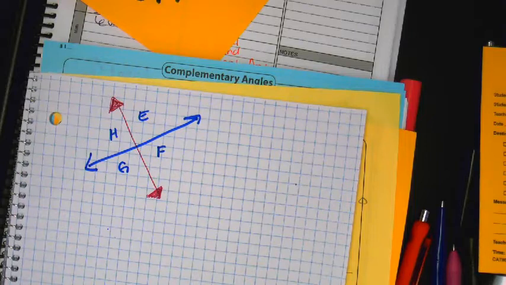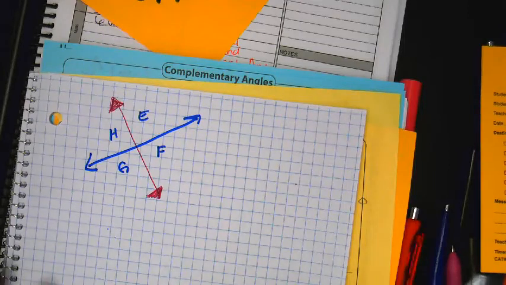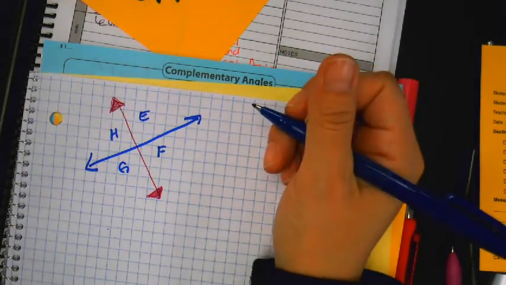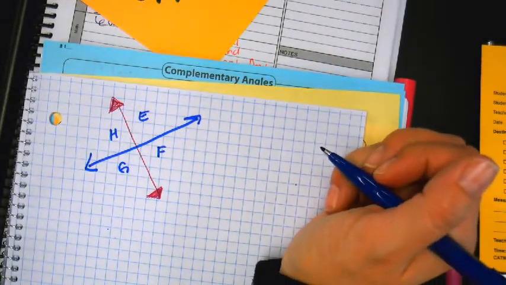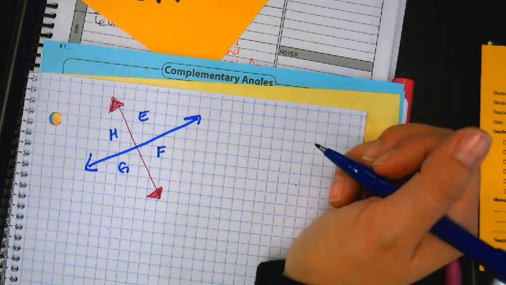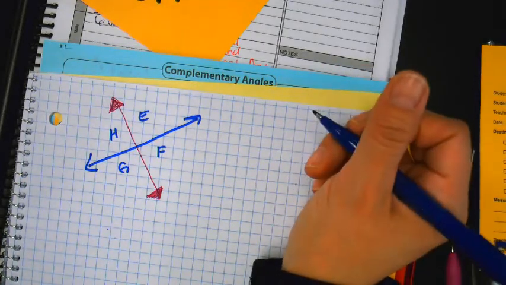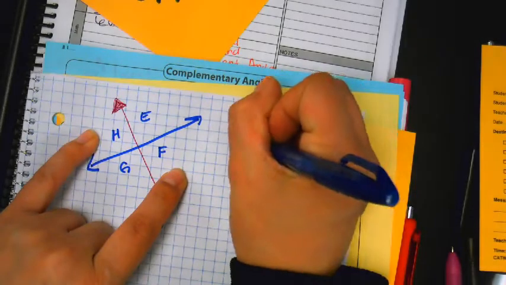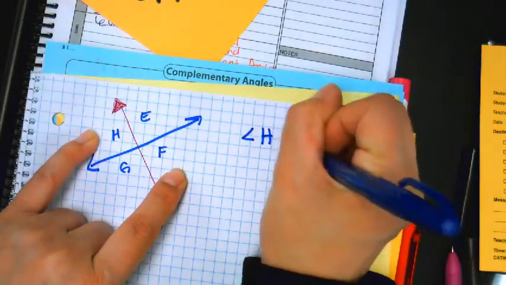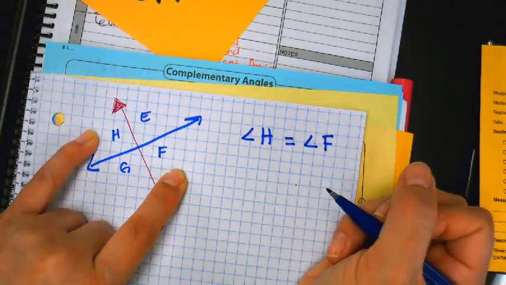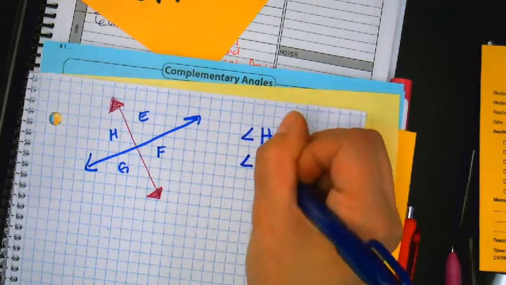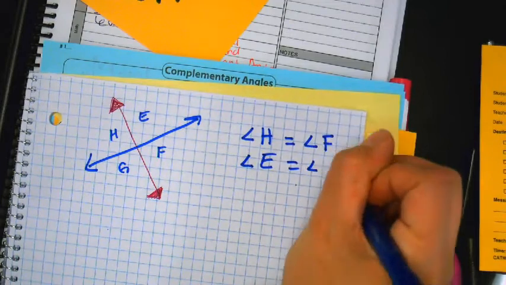We're okay? So I'm going to tell you that, okay, which are the pairs? Which two are vertical? Which two are opposite? H, F. All right, let me write that down. Angle H is equal to angle F, right? And what other pair? G and E are congruent.